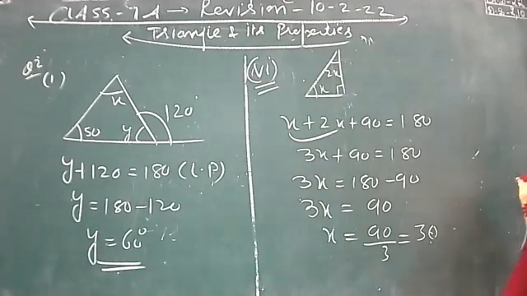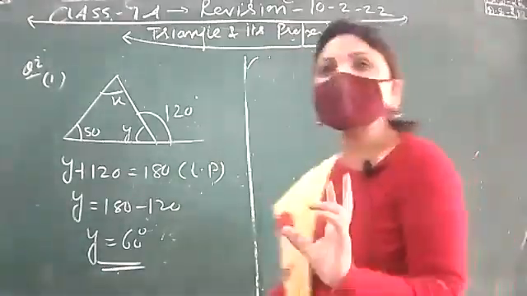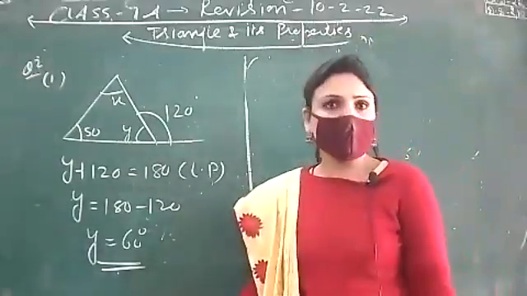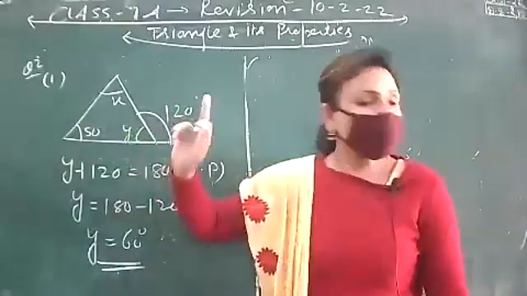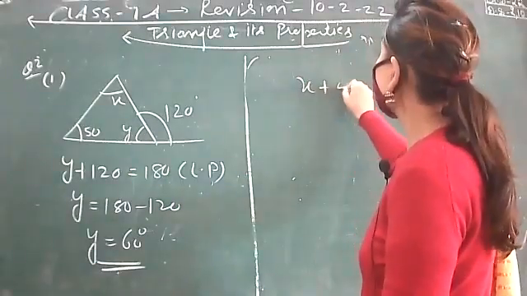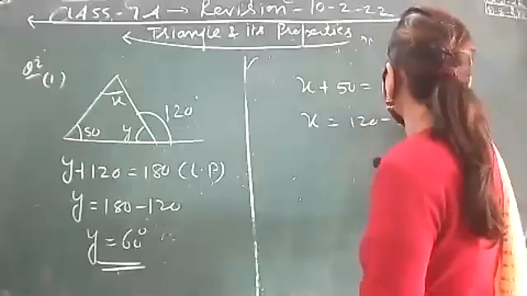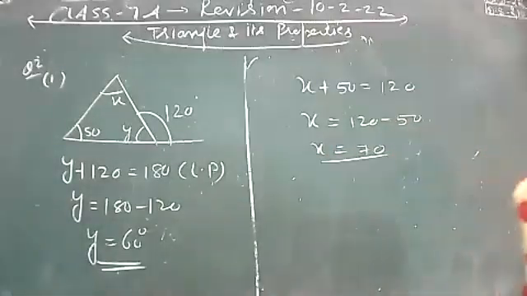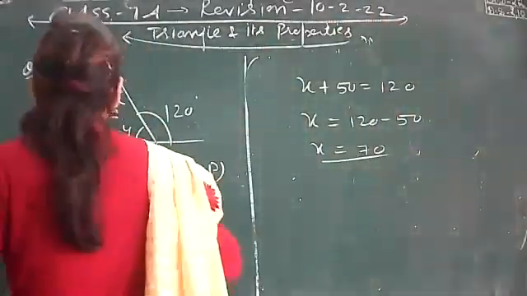Is it okay? Now, X can be found in two ways. Either you can use the exterior angle property or you can use the angle sum property. This 120 is the exterior angle. So one exterior angle is equal to the sum of two opposite interior angles. So you can write X plus 50 equal to 120. X is equal to 70. Next part.